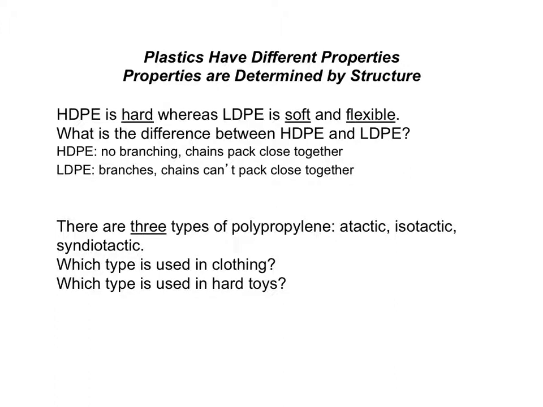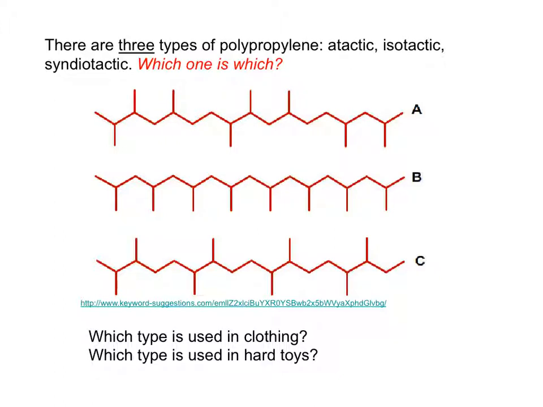There are 3 types of polypropylene: atactic, isotactic, and syndiotactic polypropylene. One type is used in clothing, another type is used in hard toys. To determine the type of polypropylene used in clothing versus hard toys, let's look at these 3 structures of polypropylene. Tacticity is the orientation of the methyl branches in the chain. So stop the video and try to determine which type of polypropylene is atactic, isotactic, and syndiotactic.